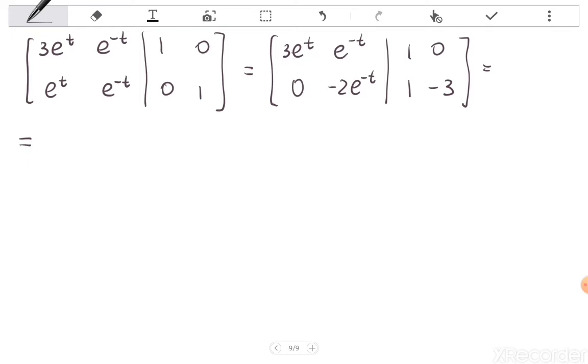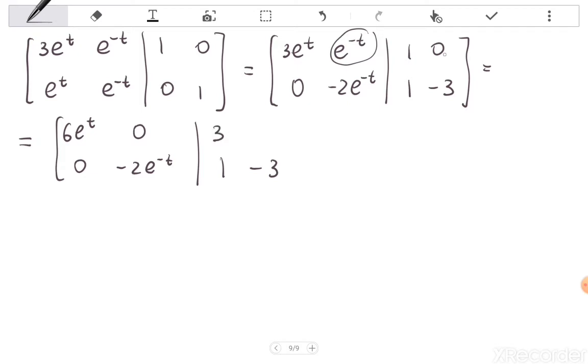So now we need to get rid of this part here. So we write the last row. And how to get rid of this? We multiply this one by 2 and add to this one, right? Multiply this one by 2, add to 0 will give us 6 e to the t. This one by 2 adding to this will be 0. 2 adding to this will be 3. 2 adding to this will be minus 3.